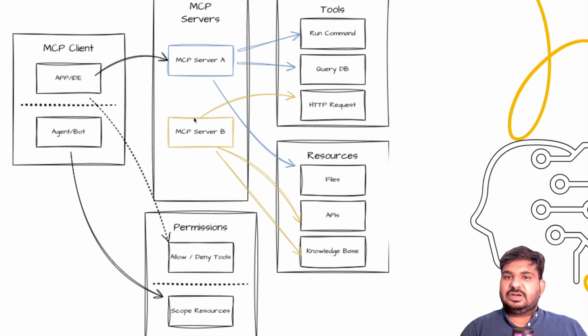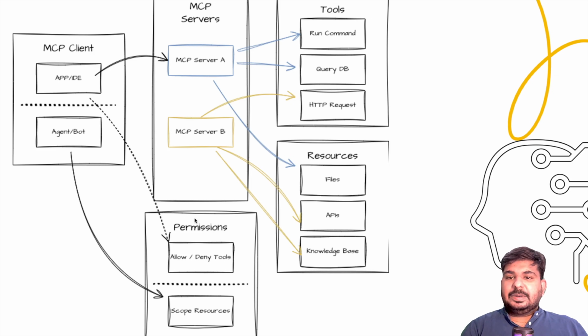Each MCP server exposes two main things: tools and resources. Tools are actions that the model can perform. Run a shell command, create a file, query a database, hit an HTTP endpoint. Tools are basically capabilities. Whereas resources, these are data sources the model can access. Files, APIs, knowledge bases, config directories. Resources give the model context.